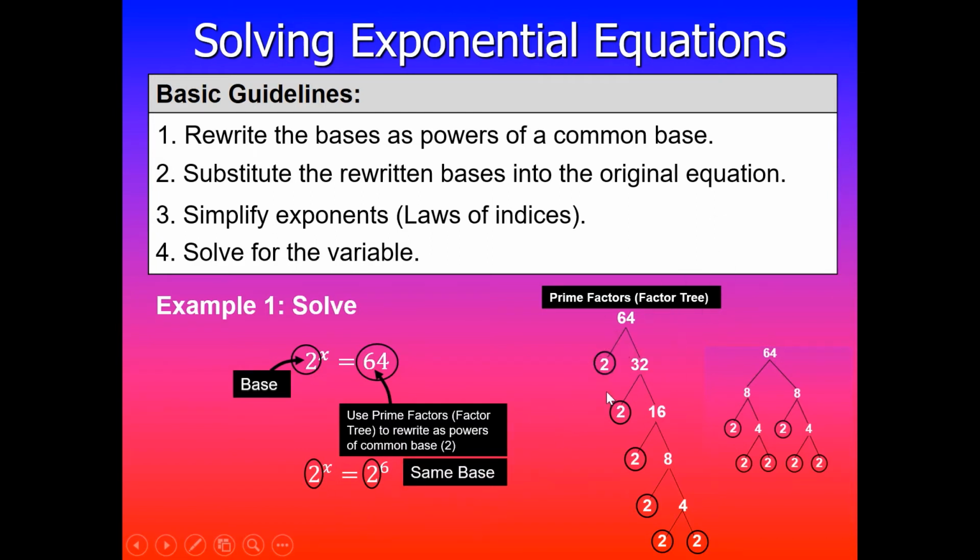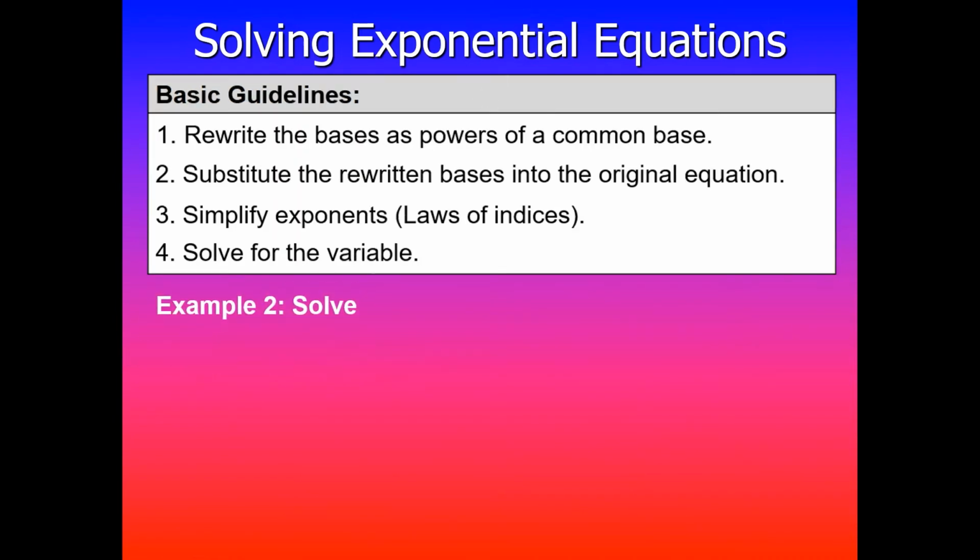So we've got the same base. So what this tells us is that 2 to the power of x is same as 2 to the power of 6. So we can drop the bases and solve for the unknown x. So in other words, the value of x is 6 in this case.